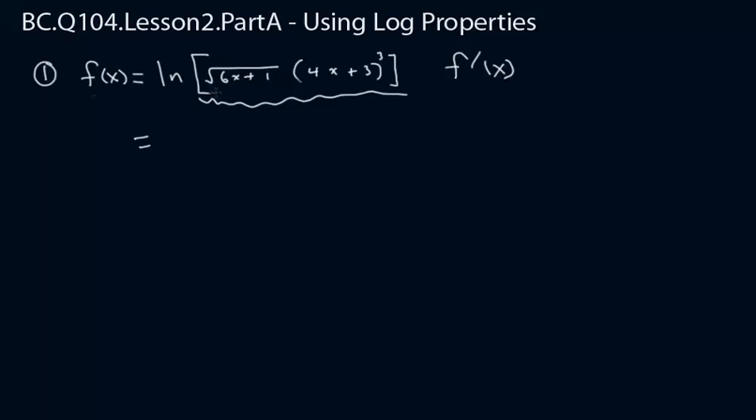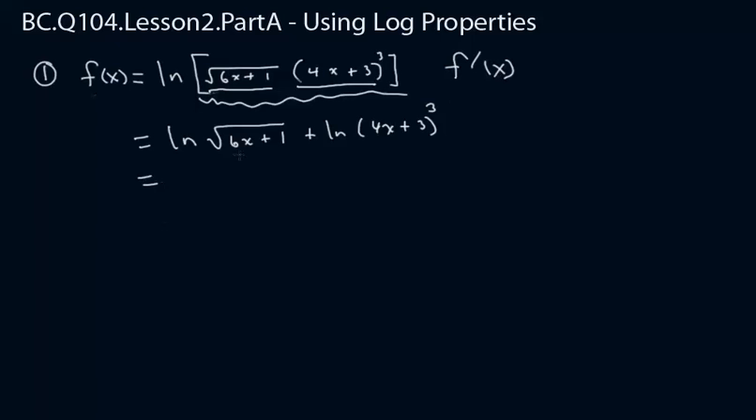So you might recall that the natural log of a, call this a, times b would be the natural log of a plus the natural log of b. So this can be written as the natural log of the square root of 6x plus 1 plus the natural log of 4x plus 3 cubed.